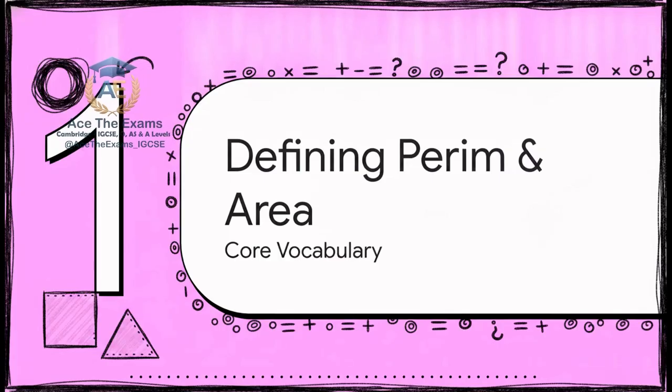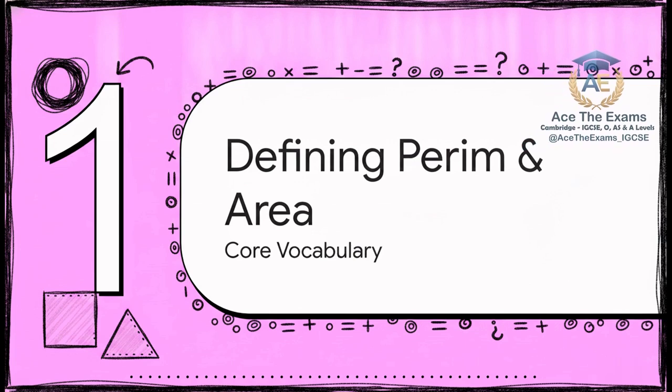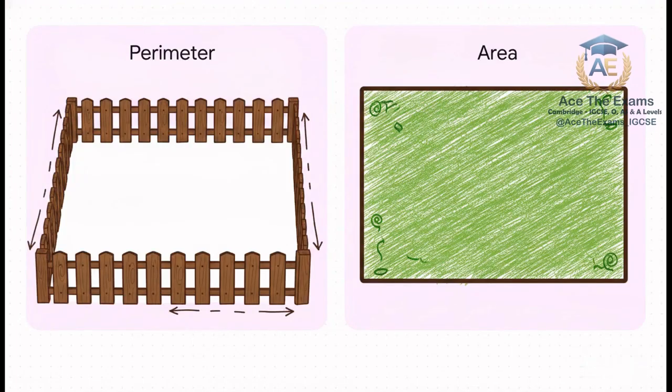Okay, let's dive into this first section, defining perimeter and area. Because before we start calculating anything, we absolutely need to establish our core definitions. Let's clearly contrast our two main concepts side by side, because examiners love testing if you know the difference.